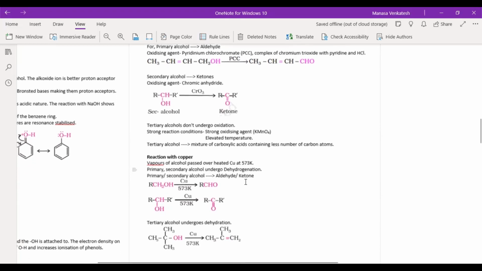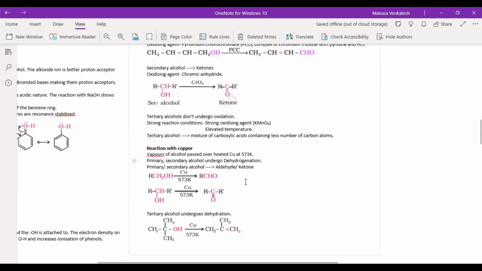Next is reaction with copper. Now, when we have the alcohol, we pass the vapors over heated copper at 573 Kelvin. What happens is the primary and secondary alcohols will undergo dehydrogenation, so they give us aldehydes and ketones. But tertiary alcohols undergo dehydration, so they give us an alkene.